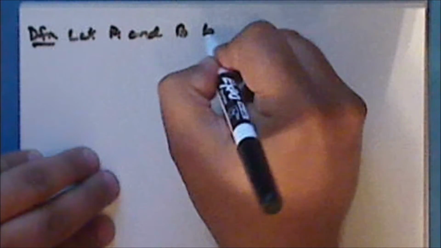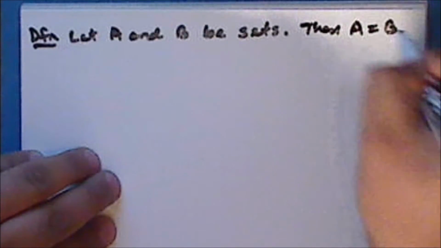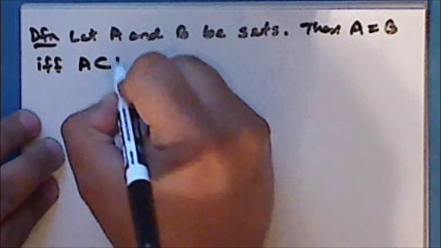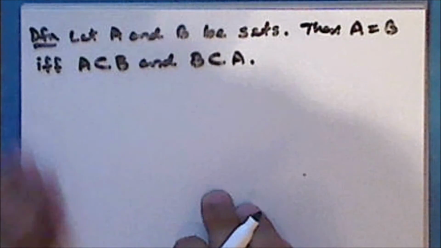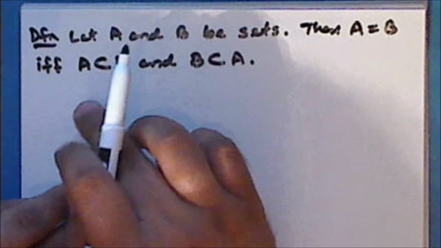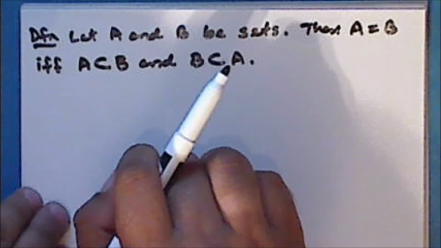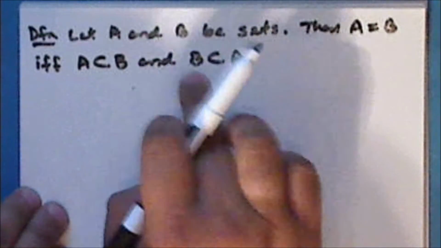So, new definition. Let A and B be sets. Then the set A is equal to the set B if and only if both A is a subset of B and B is a subset of A. So notice that the condition that two sets are equal is equivalent to the condition that both sets are contained in the other. And so to prove that two sets are equal, we must be able to demonstrate that each set is contained in the other. That is, we must show set inclusion in both directions.